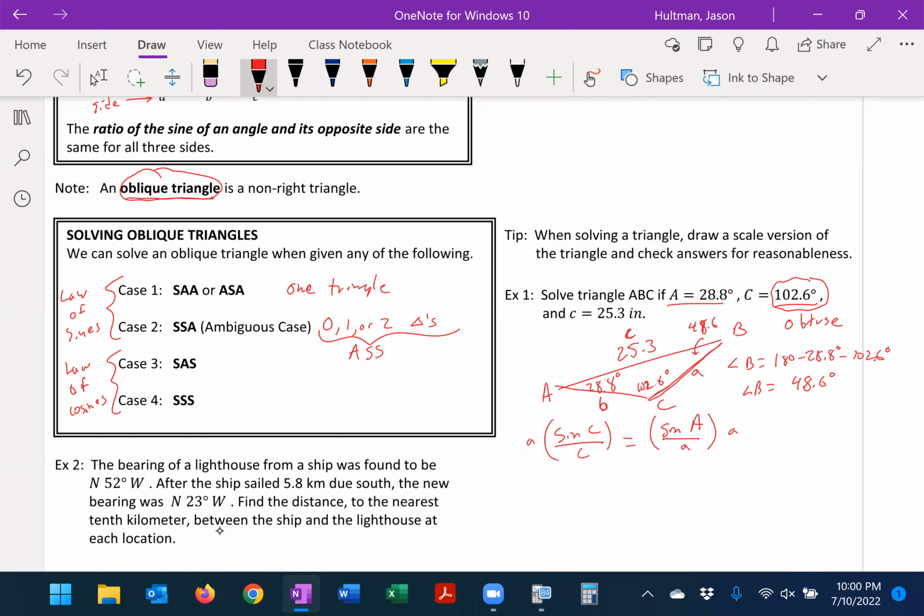So A is going to be equal to that. I just multiplied by the reciprocal of sine C over C on both sides. So A is going to be equal to sine A times C over sine C. And so A is equal to the sine of 28.8 times C, which is 25.3, over the sine of 102.6.